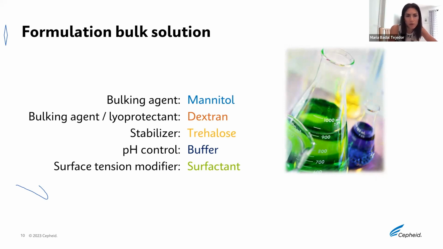And then of course we have a buffer and a surfactant. The buffer will control the pH to keep our active molecule stable when the active molecule is added into the formulation. Right now we are just testing a blank formulation, and then we have a surfactant that is needed for the processability of the solution.